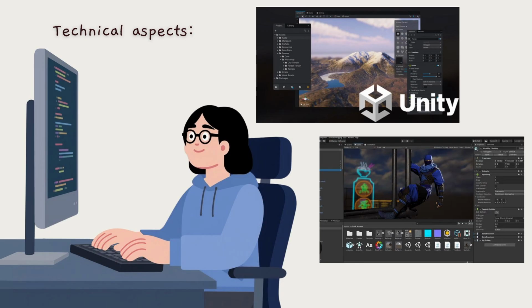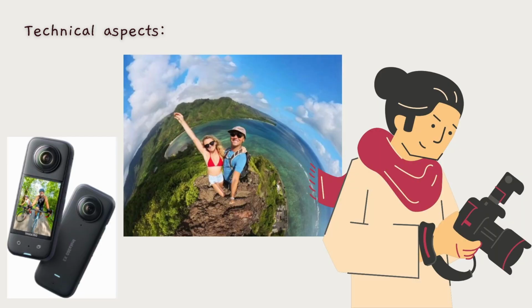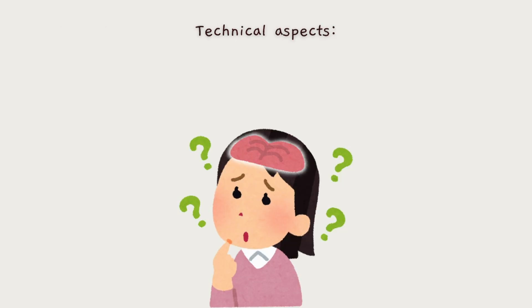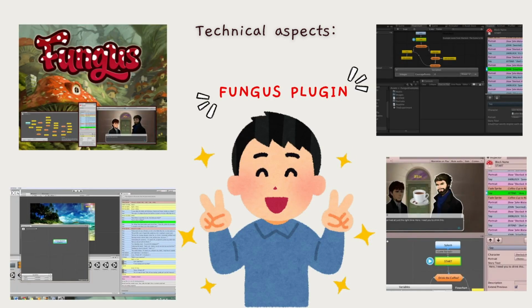In terms of technicality, this project is going to be built in the software Unity. The primary capture tool is the Insta360 camera, which allows us to bridge the gap between reality and the digital game world. As for the complex logic of a mystery, we are utilizing the Fungus plugin, a tool that is designed for creating storytelling games within Unity 3D with the use of a visual scripting system.